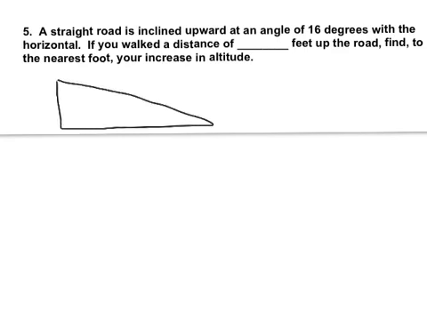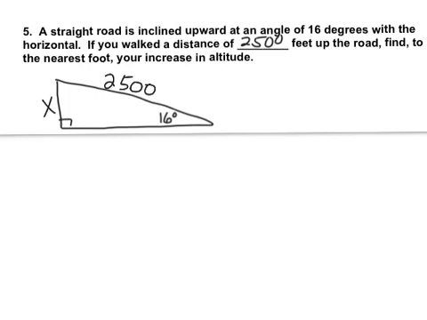Horizontal is the bottom. The road is going to be the hypotenuse. And here's where my 16 degrees is going to be. If you walked a distance of 2,500 feet up the road, we want to know the increase in altitude. Now remember, the altitude is the vertical height. So I'm trying to find the vertical height, and I'm walking on the road. So the road is the ramp there. And that's how you set that problem up.